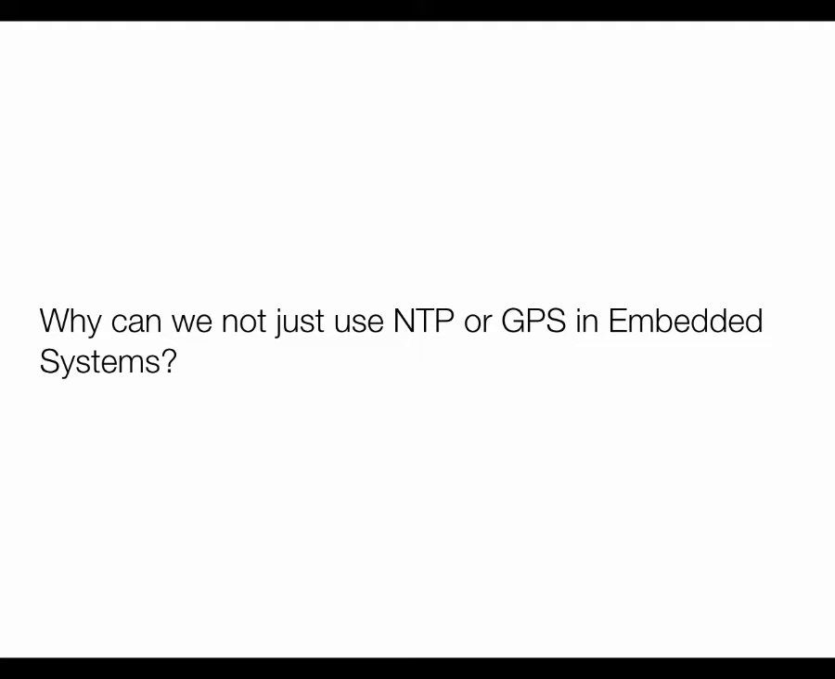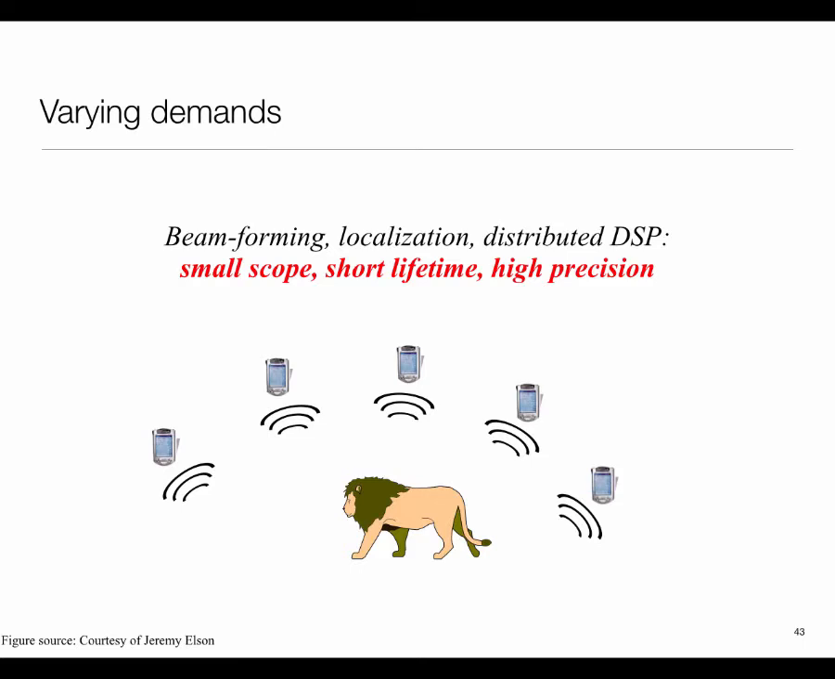So why can we not just use NTP, GPS, and embedded systems? By now, hopefully you have gathered that the requirements don't quite all fit in. They're either not always available everywhere, the power consumption may be too high, or they're too costly. There's nothing quite out there.